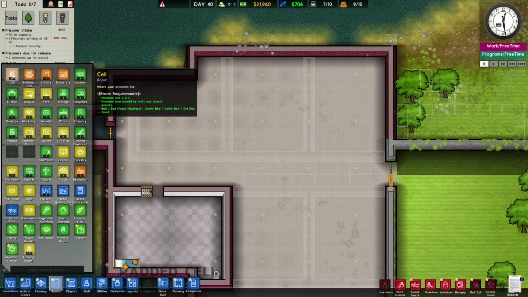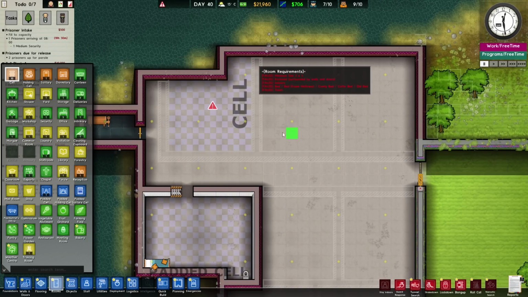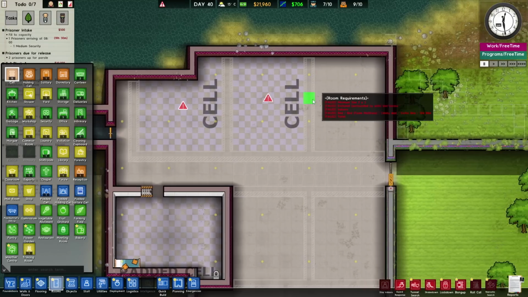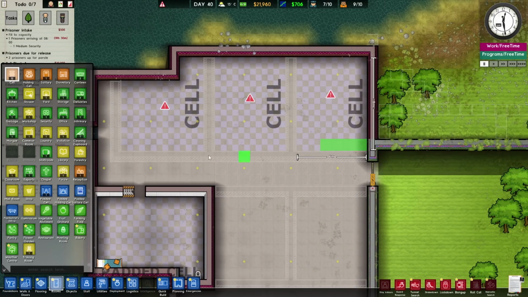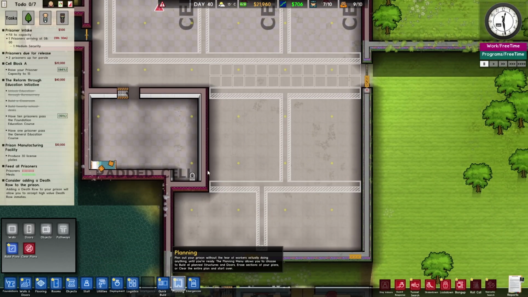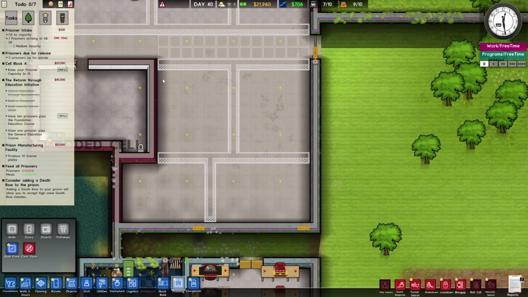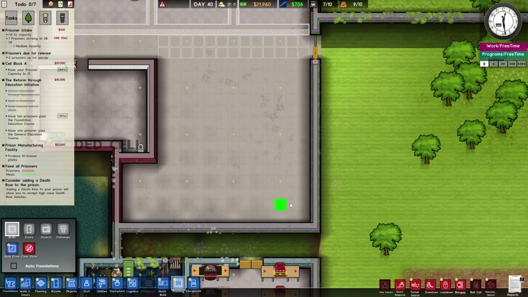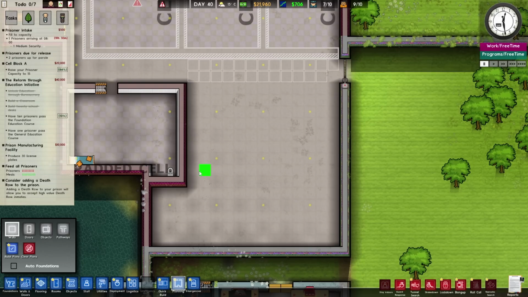So hang on a minute. So this can be a regular cell. That can be a cell. That can be a cell. And that can be a cell. And then go down to the planning tool and let's get rid of, hang on, so walls. Get rid of all of those walls. They can go away and those doors can go away as well. And that door can go away because that's already there. Right, so how do we want to do this?